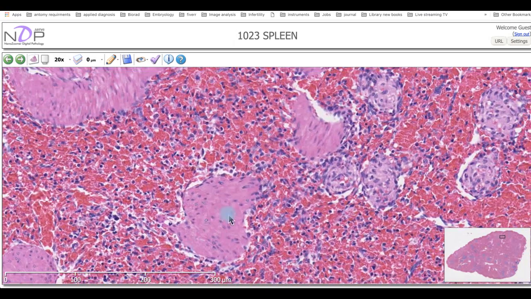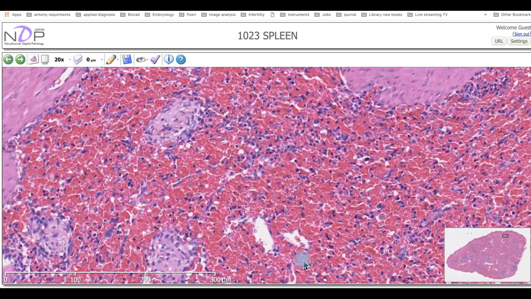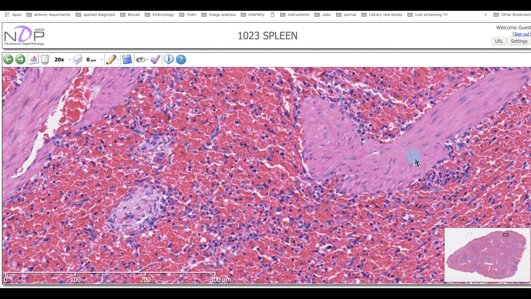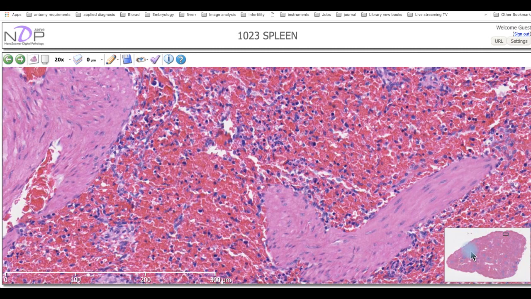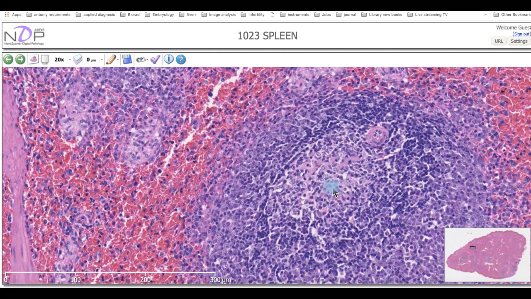You can see here all of that is the trabecular tissue. This is the red pulp. And again here we have the white pulp, and this is the artery, which is the nodular artery or the central arteriole.